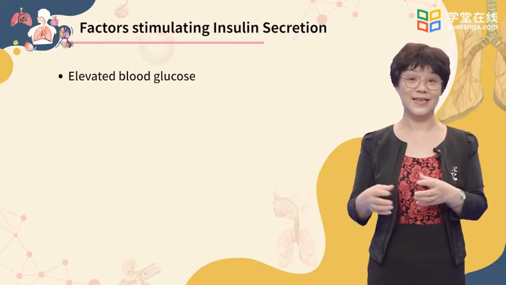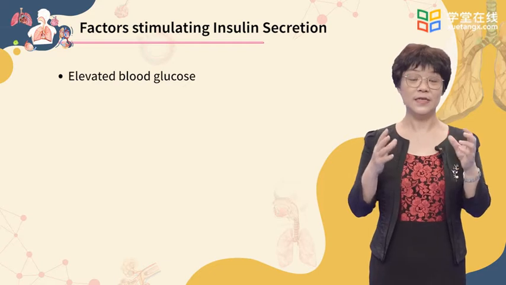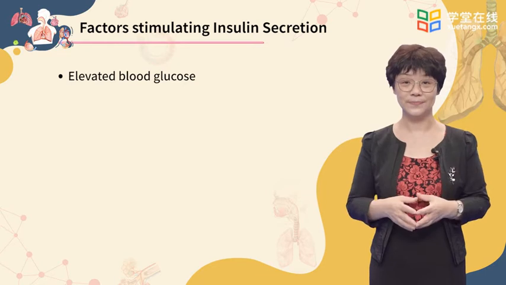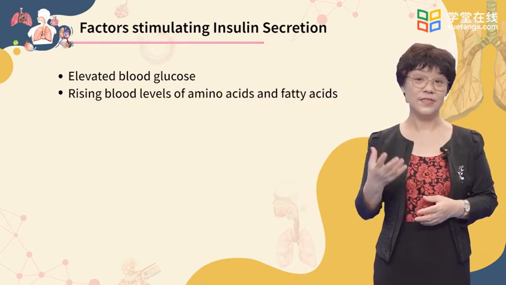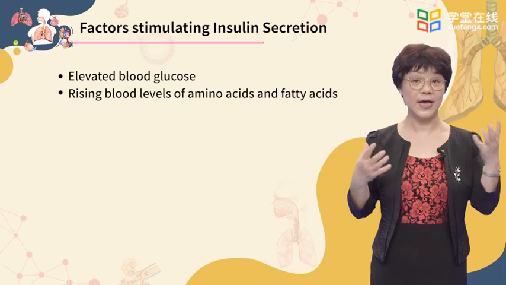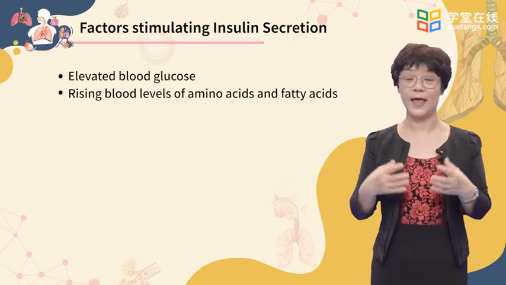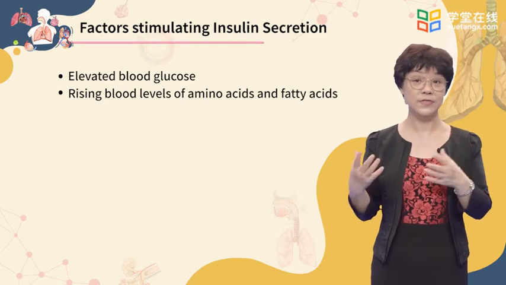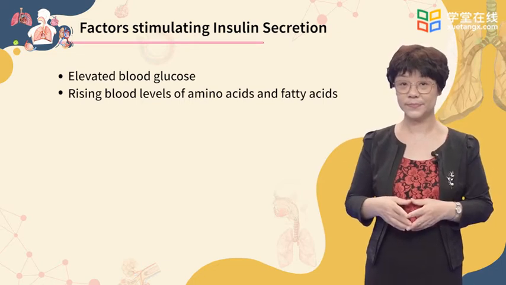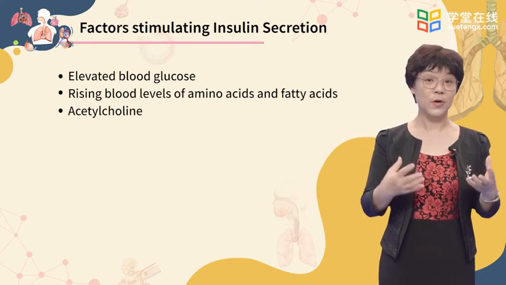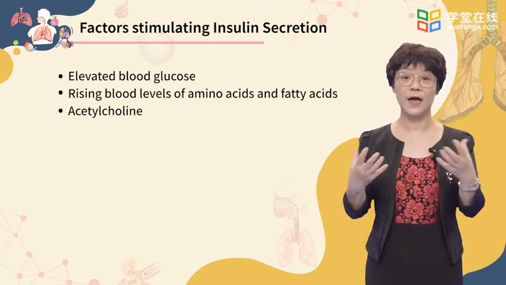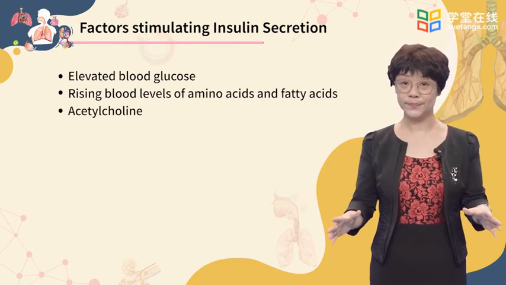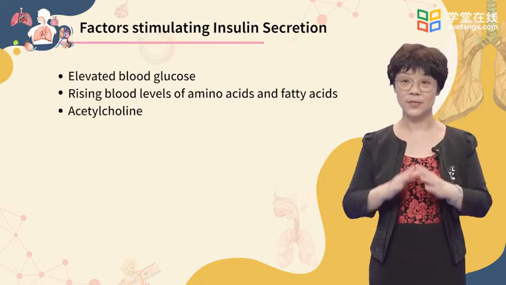Elevated blood glucose is the chief factor that stimulates pancreatic beta cells to secrete insulin. Other stimuli include rising blood levels of amino acids and fatty acids and acetylcholine released by parasympathetic nerve fibers. As body cells take up glucose and other nutrients, blood levels of these substances drop. Insulin secretion is suppressed.